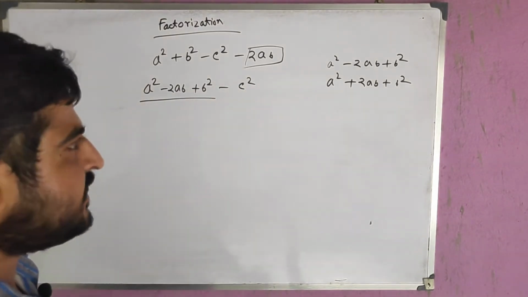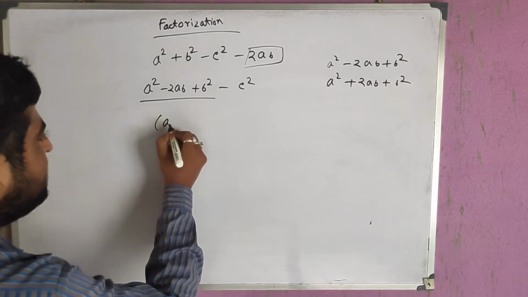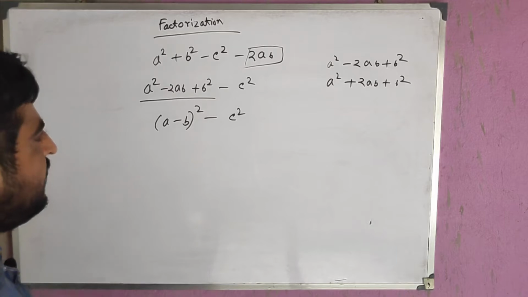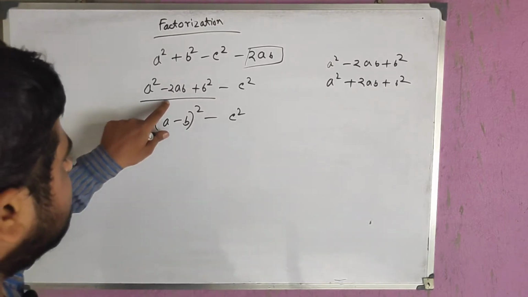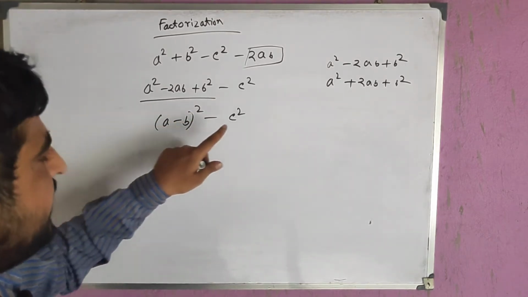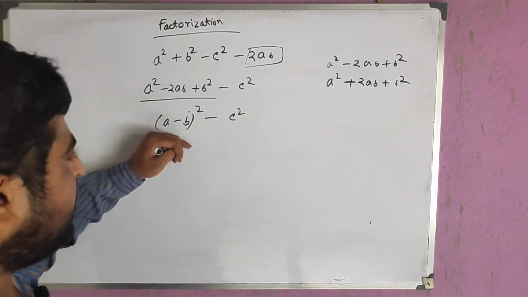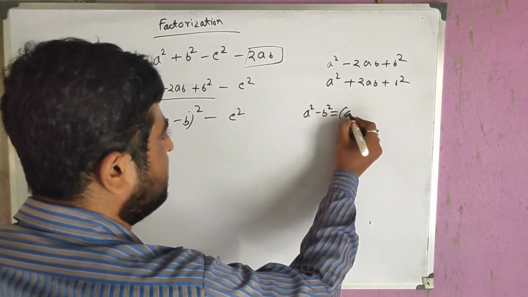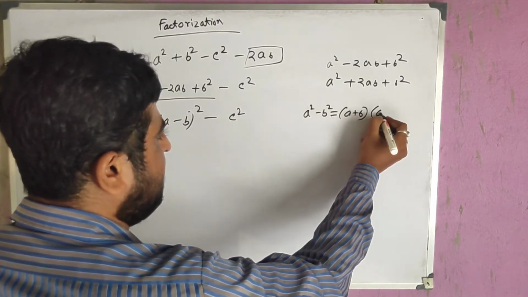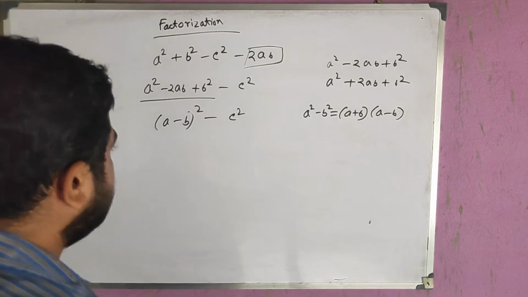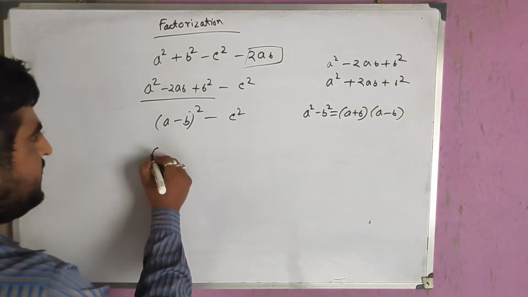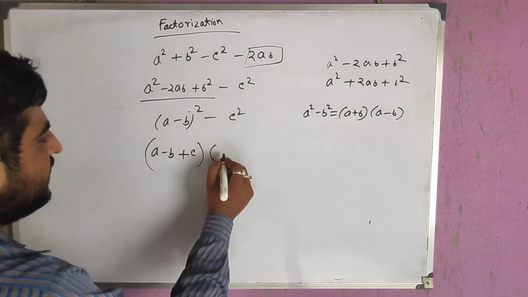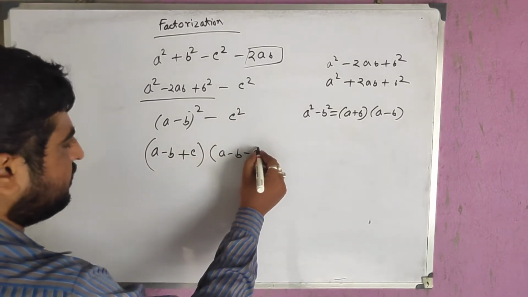Then how much will it become? This is the formula of a minus b whole square, and this is c square. Now this much we can think as a, and this is b. So a square minus b square. What is the formula of a square minus b square? The formula of a square minus b square is a plus b into a minus b. Now in the place of a, here is a minus b. So a minus b plus c and a minus b minus c.